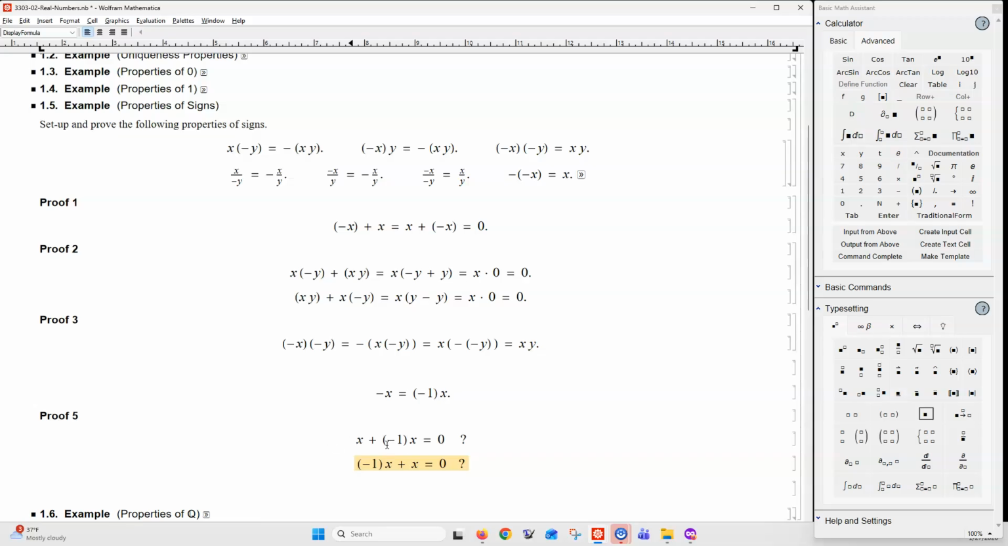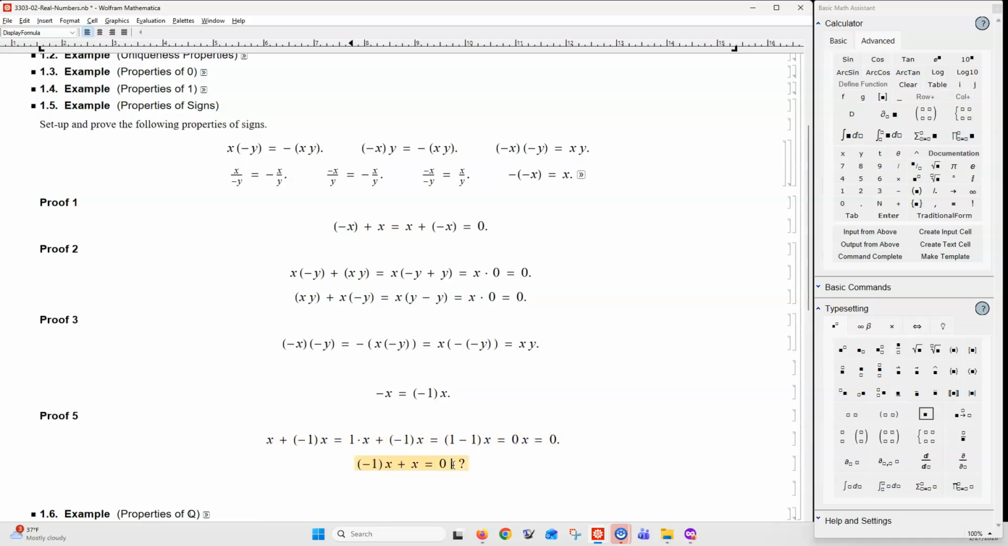All right. Okay, let's prove that. That's the same as 1 times x plus negative 1 times x. Yeah, 1 is a multiplicative identity, or the unity, so I can write any x as 1 times x, and then we can use the distributive property. That is 1 plus negative 1 times x, which is 0 times x, and that's 0 as desired.